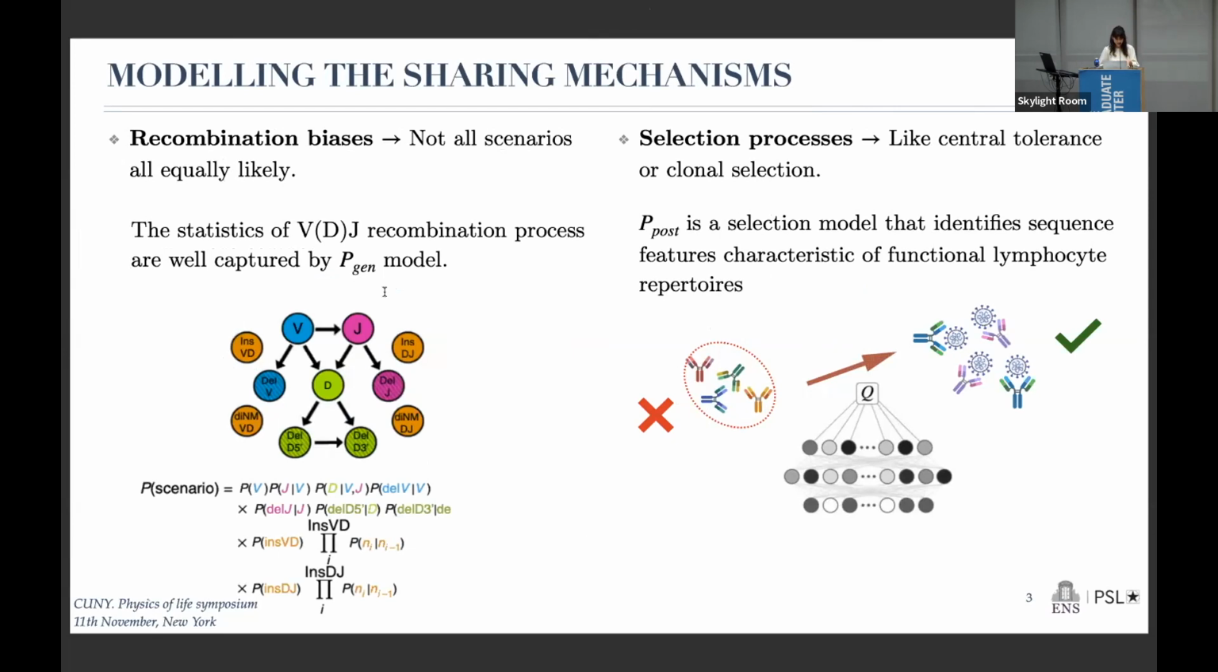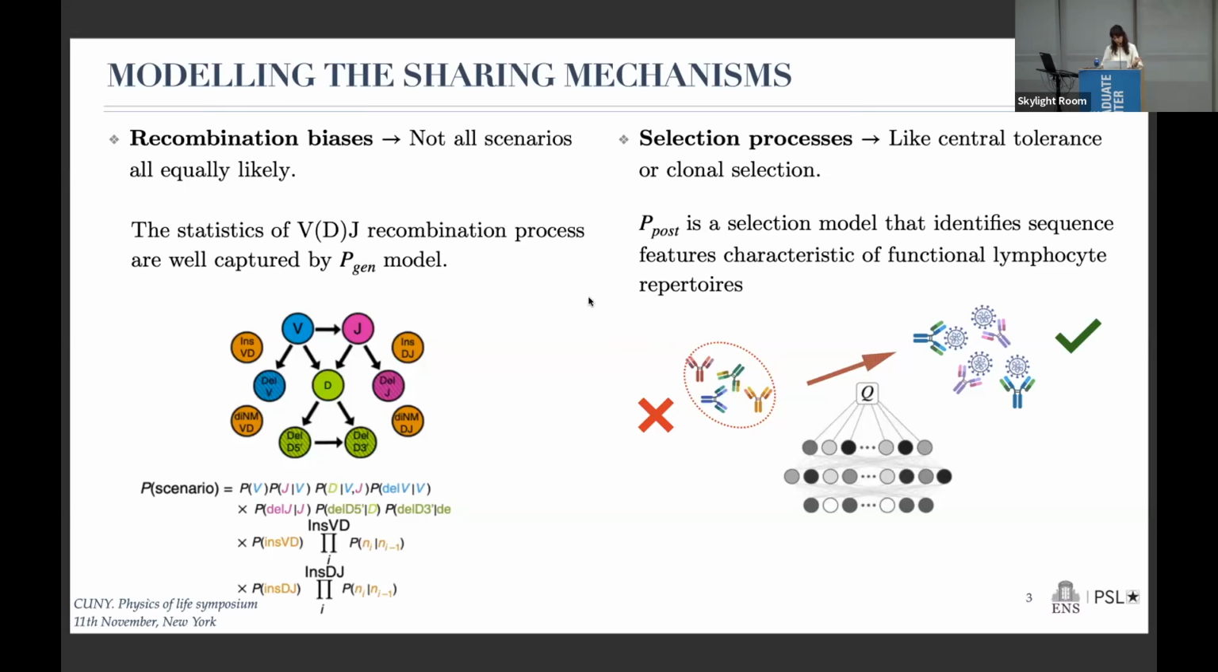So what I use is a probabilistic model called PGen that, from a sequence, can learn the probability to be generated. And then, once a sequence is generated, from the pool of sequences that are generated, we are not sure whether this sequence would be selected or not.